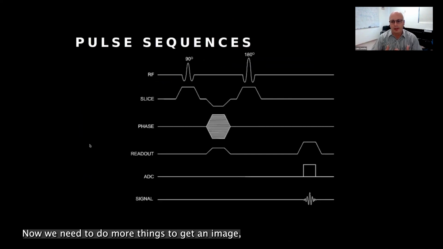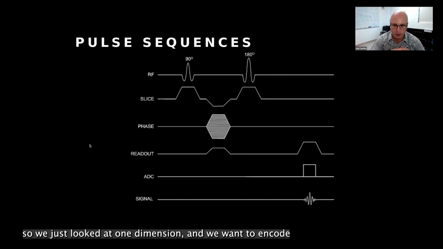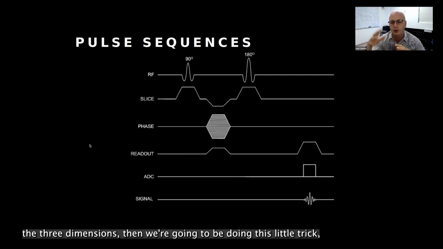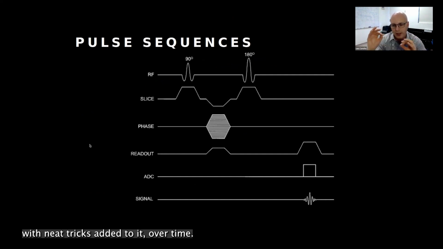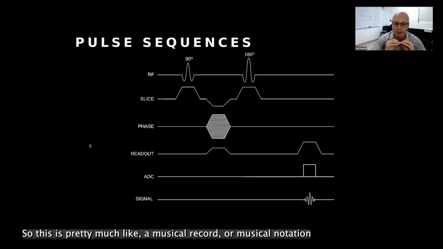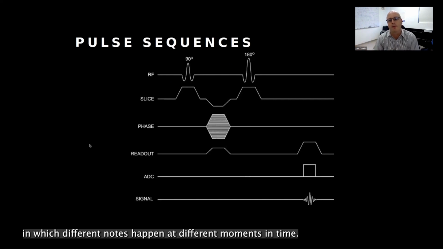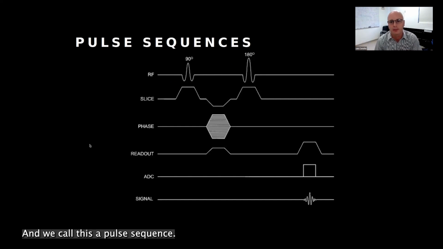Now, we need to do more things to get an image. So we just looked at one dimension, and if we want to encode the three dimensions, then we're going to be doing this little trick with neat tricks added to it over time. So this is pretty much like a musical record or a musical notation in which different notes happen at different moments in time, and we call this a pulse sequence.